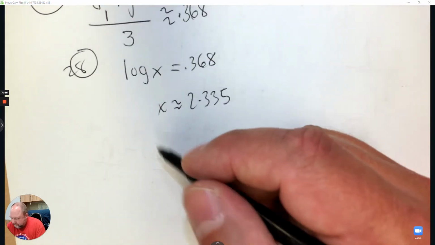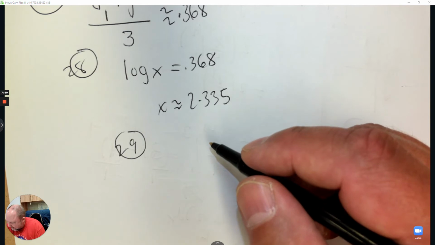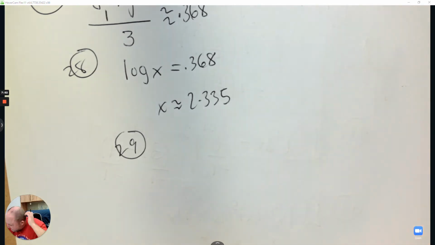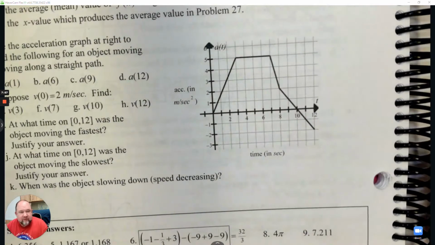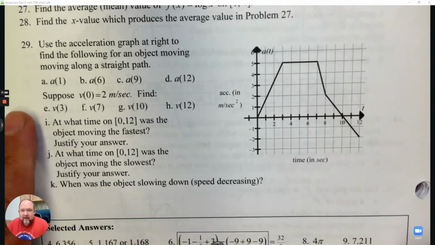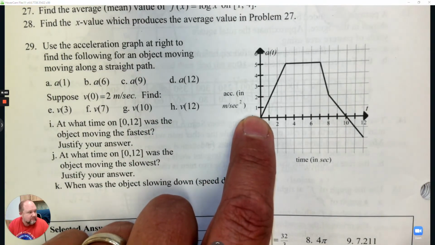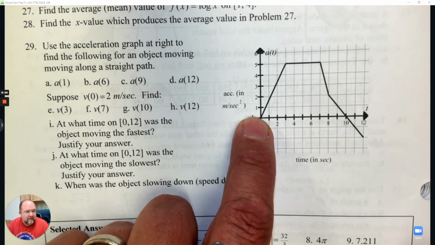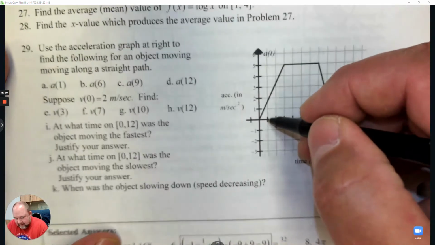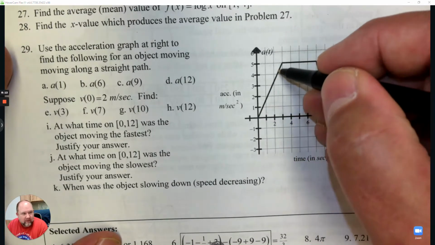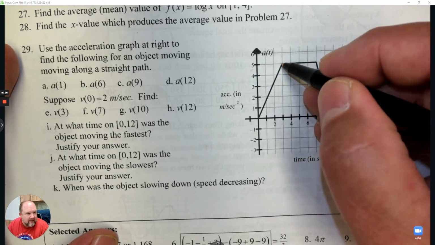Last question. It says, use the acceleration graph at the right to find the following for an object moving forward. So this is acceleration. So we're going to think, right? And so a at 1 is right here, in the middle. I need to know the equation of that line. So what's the slope of that line? Up 5 and over 3.